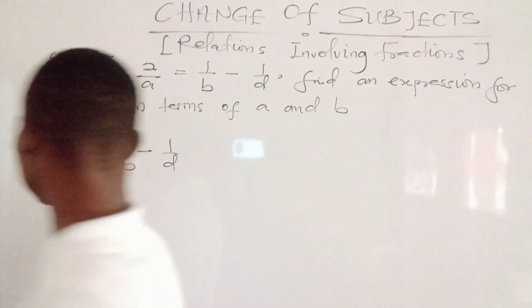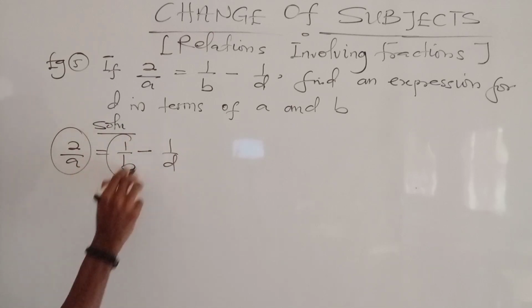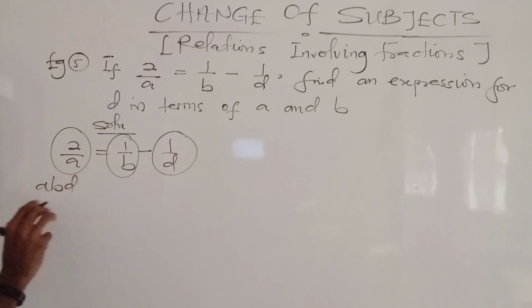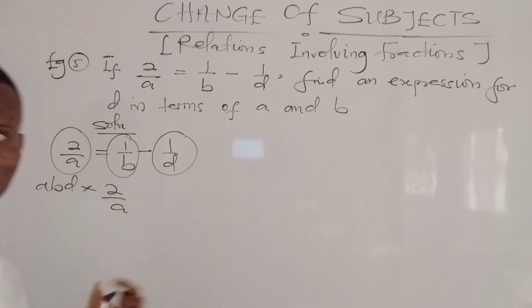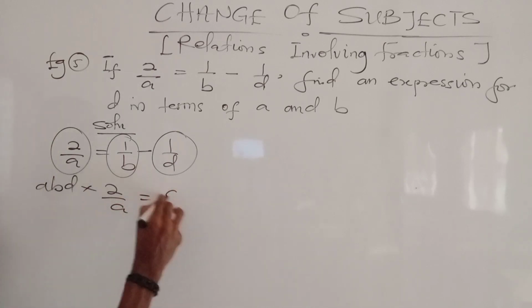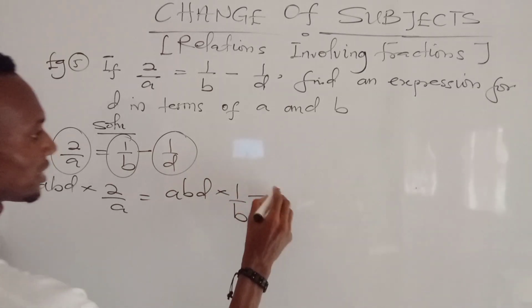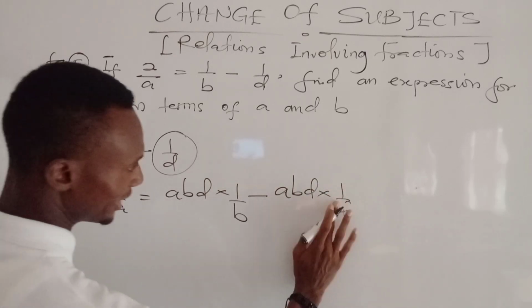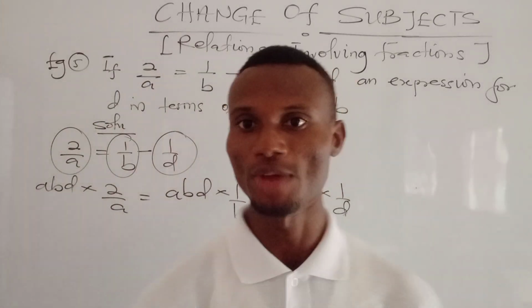So let's go ahead and multiply through by the LCM. I'm going to multiply this one by the LCM, this also by the LCM, and this also by the LCM. So I'm going to have ABD times 2 over a, equals ABD times 1 over b, then minus ABD times 1 over d. All we did is multiply through by the LCM, which is ABD.